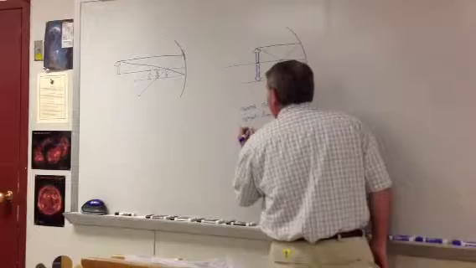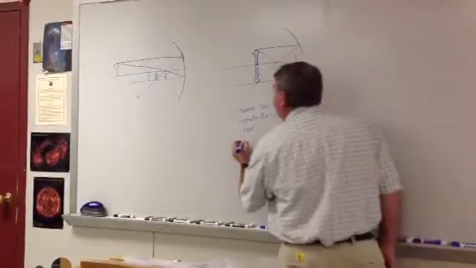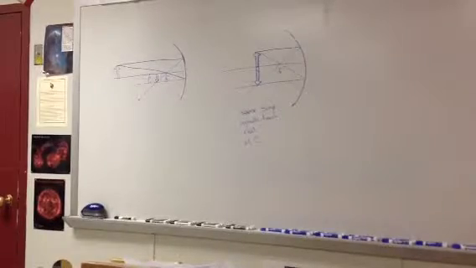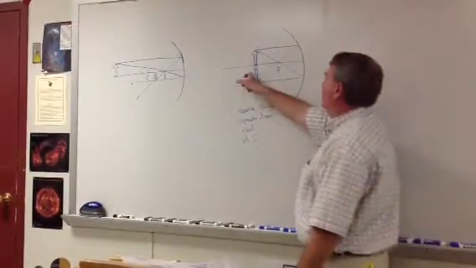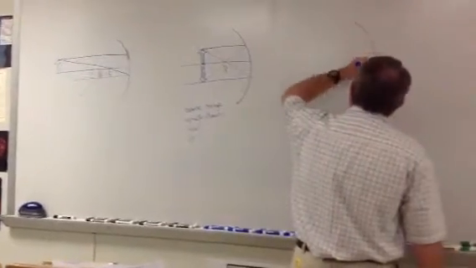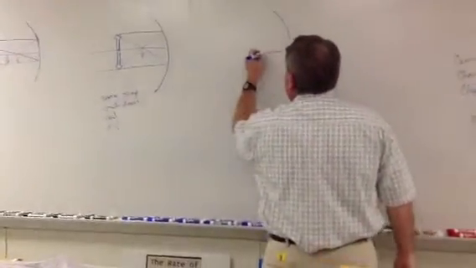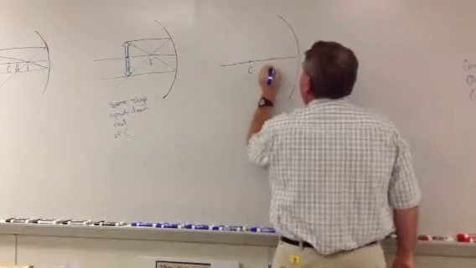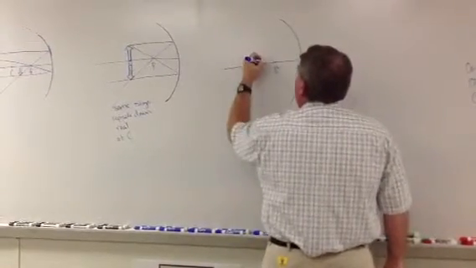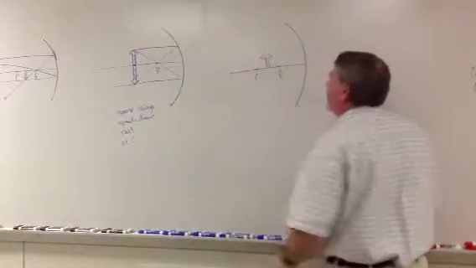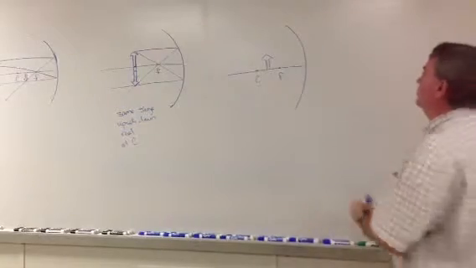It's going to be real, and it's going to be located at C. Now let's take that object and move it in between the center point and the focal point. So we redraw the diagram, put the center here, put the focal point here, draw the object in between the center and the focal point, and use the two ray tracing rules.